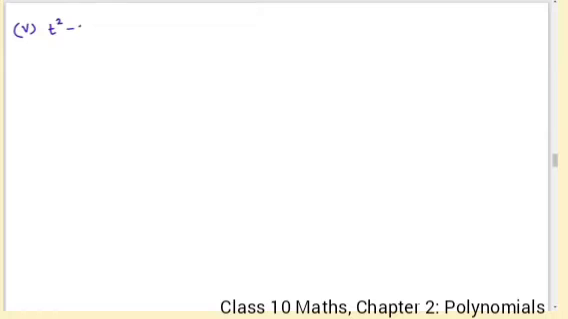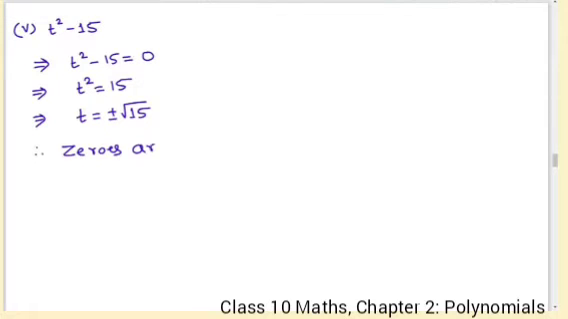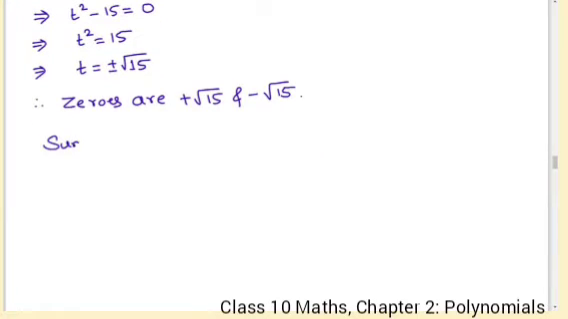Now question number 5, t square minus 15. This is equal to t square minus 15 is equal to 0. It becomes t square is equal to 15, or you can write t is equal to plus or minus square root of 15. Here zeros are plus root 15 and minus root 15.